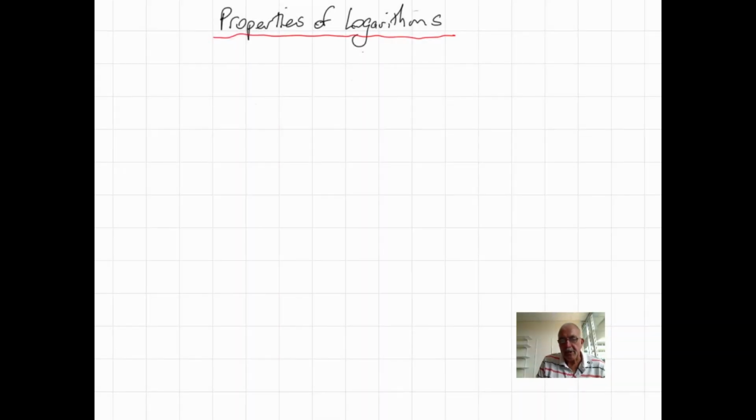On from the definition of what a logarithm is, and don't forget a logarithm is nothing more than an index. There are certain properties of logarithms that we should be very familiar with. So the first one is that the log to base b of xy. So when you're multiplying two numbers together, the logarithm of that final answer is the addition of the logarithms of the individual numbers.